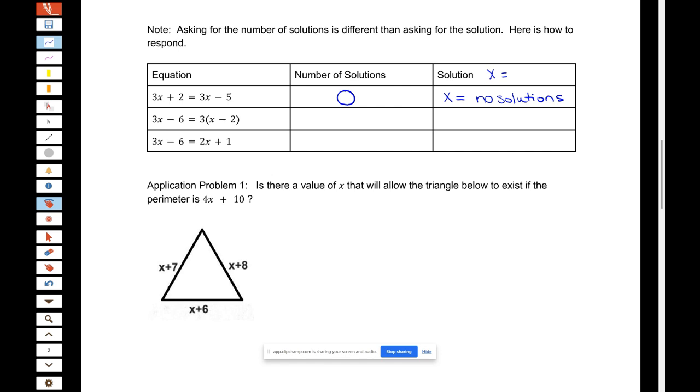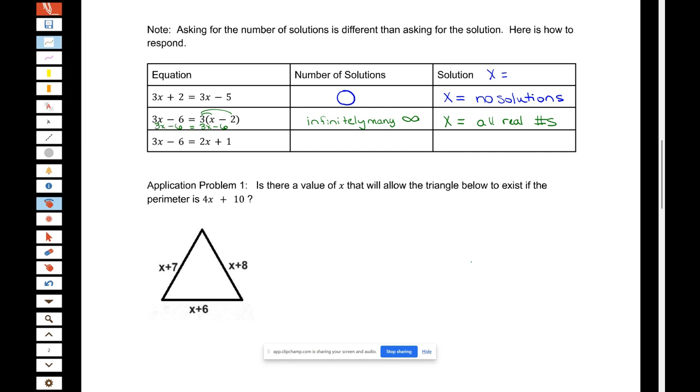Okay. This next one, when I distribute on the right side, I have 3x minus 6 equals 3x minus 6. These two sides are identical, so the number of solutions is infinitely many. And you can write this, the sideways infinity symbol, if you like. Or we write x equals all real numbers.